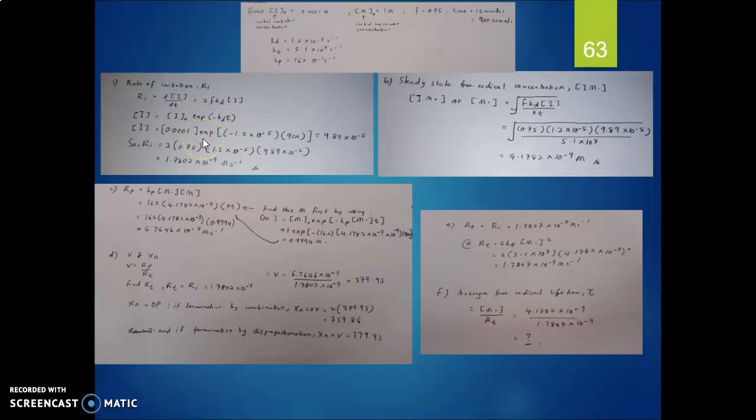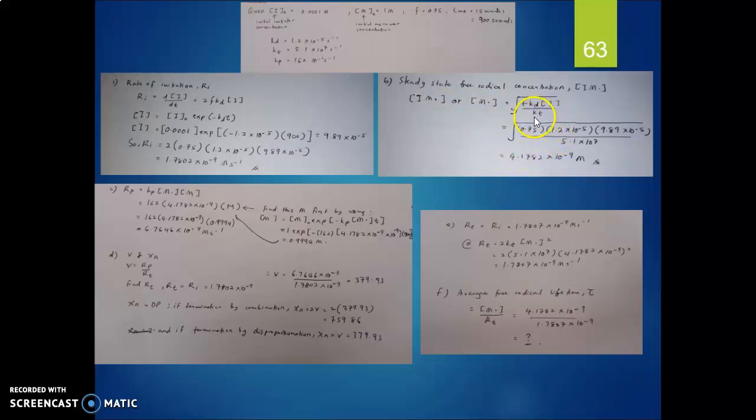So please use your calculator wisely. Otherwise, you cannot get this value. Okay. So make sure at the end of the calculation for Ri, you will get this value. Alright, for steady state free radical concentration, we use this formula. The symbol for steady state is either [M•] or M with radical. Okay, it is the same symbol. And then the answer is you will get 4.17.